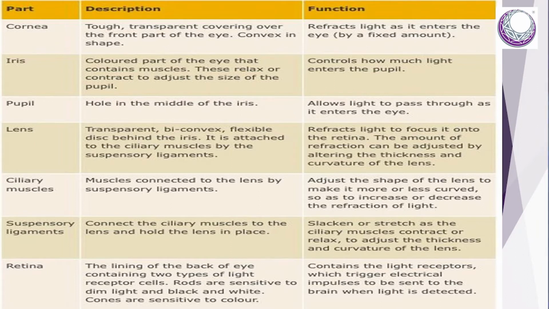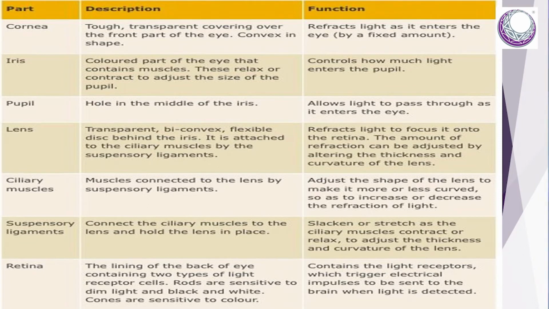Then the retina, this is the lining at the back of the eye, containing two types of light-sensitive receptor cells, which are the rods that are sensitive to dim light. Let's say you are moving into a dark area, the rods are responsible for you to see that even if it's dawn you can see that this is a tree. It is the responsibility of the rods to see in dark areas.